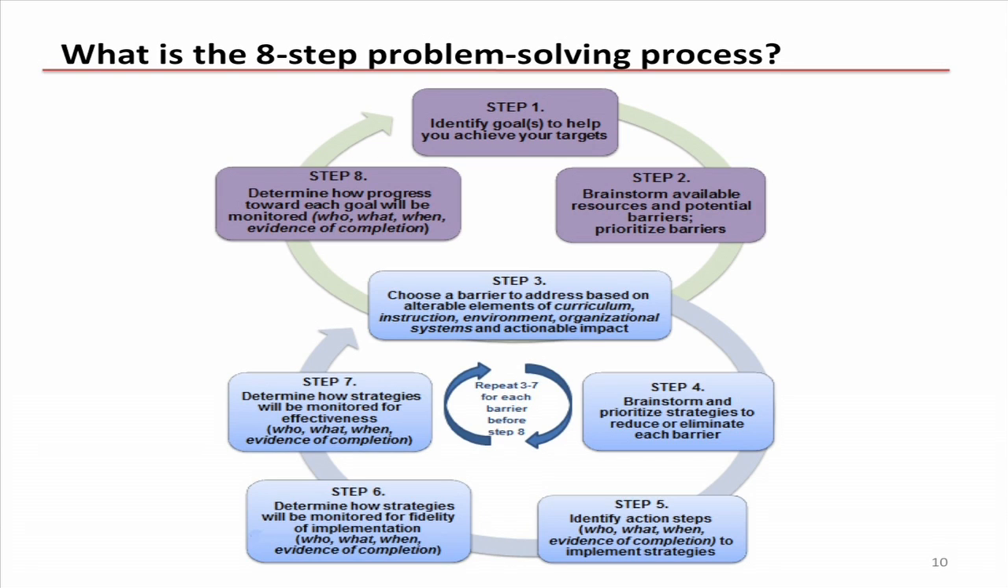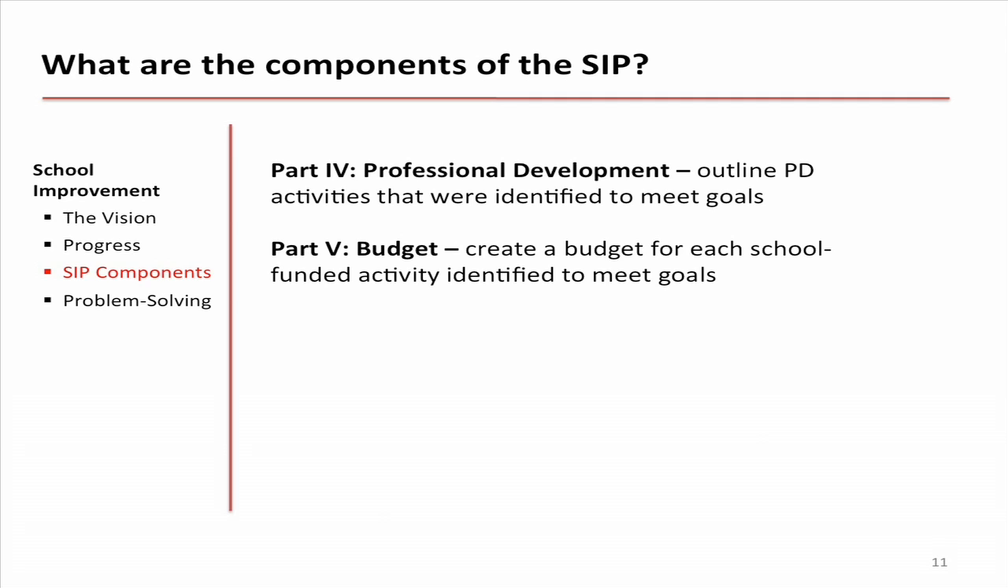I also recommend that you refer to the 8-step problem-solving facilitator's guide, which was included with your documents in the email. These documents will also be available as resources from the Pasco Star SIP website once active, which is anticipated to be July 15th. Your final two sections, Part 4 and Part 5, are the professional development and the budget area. You will link these to goals or strategies within your SIP.